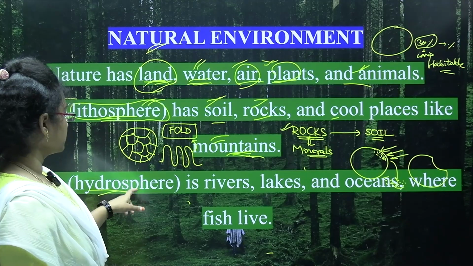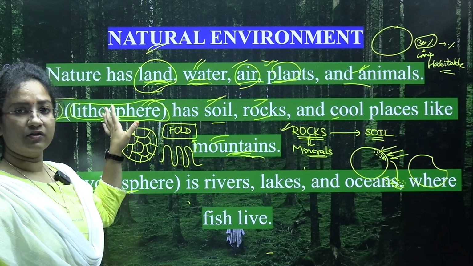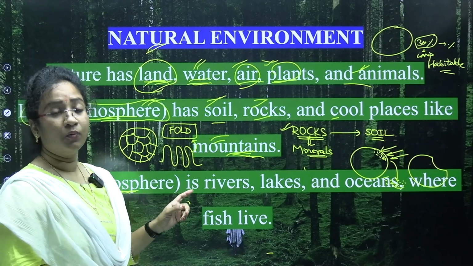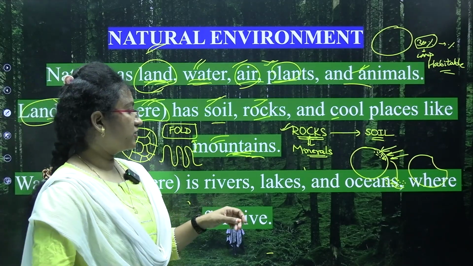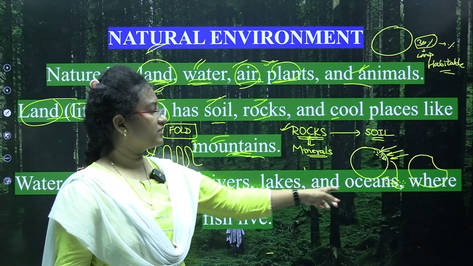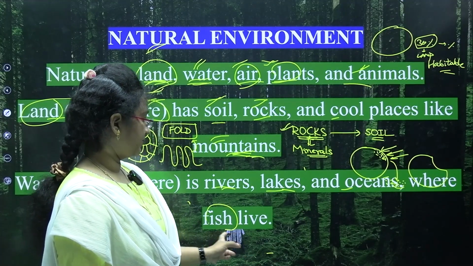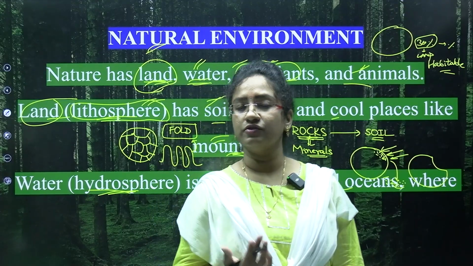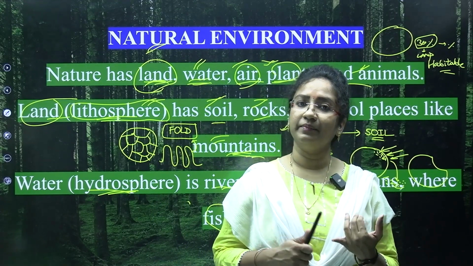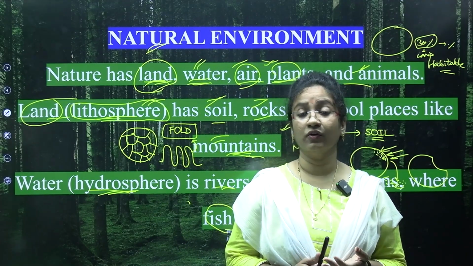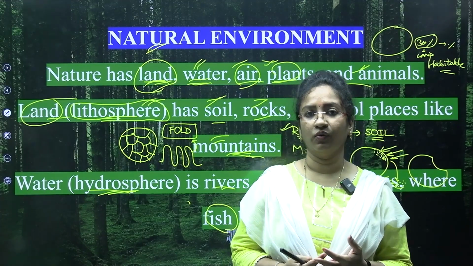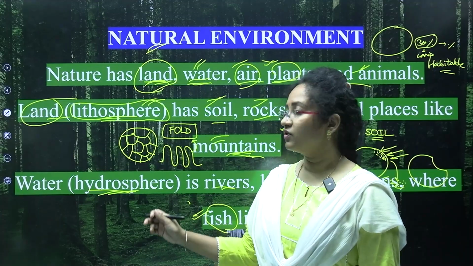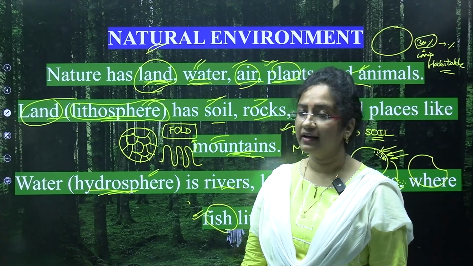Then water, which is hydrosphere. So whenever you come across lithosphere, remember it as land, and when it is hydrosphere, it is related to our water. So what do we have as part of hydrosphere? We have rivers, lakes, oceans, where fish live. Right. So all the water bodies that you see. What comes to your mind when I say water bodies? It can be rivers, lakes, seas, oceans, all these are water bodies. And as you know, fish live in these water bodies. So all these water bodies come under our hydrosphere.